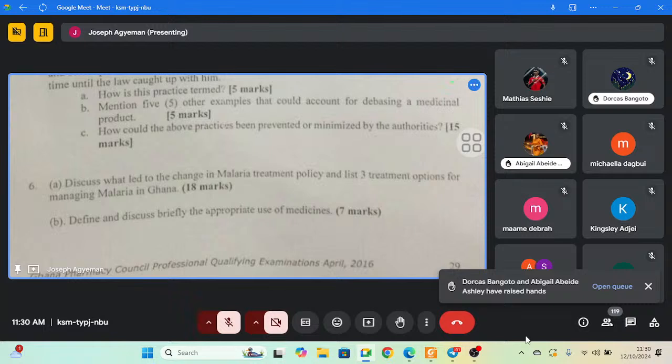So now we have treatment failure due to resistance as an example. Then adverse drug reactions that cannot be tolerated. What else? Sarah, please. WHO recommendations.